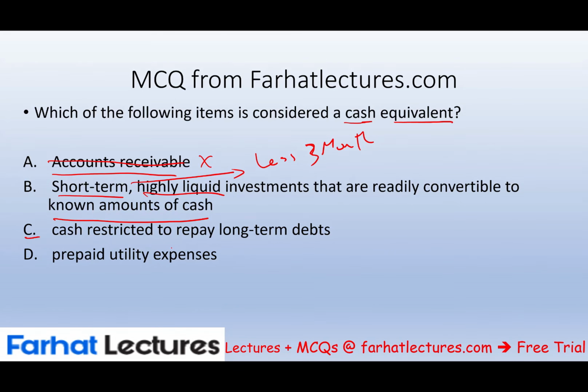C, cash restricted to repay long-term debt. It's cash restricted. It's not a cash equivalent. Restricted cash is its own category of cash. So A is out, C is out. Prepaid utility expense. They have their own categories. Prepaid. And all of these are current assets, but cash equivalents are short-term, highly liquid investments, readily converted to cash with a known amount, no risk whatsoever.